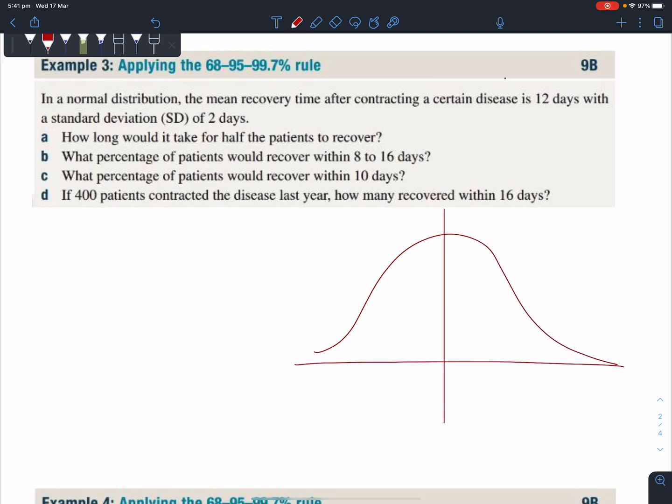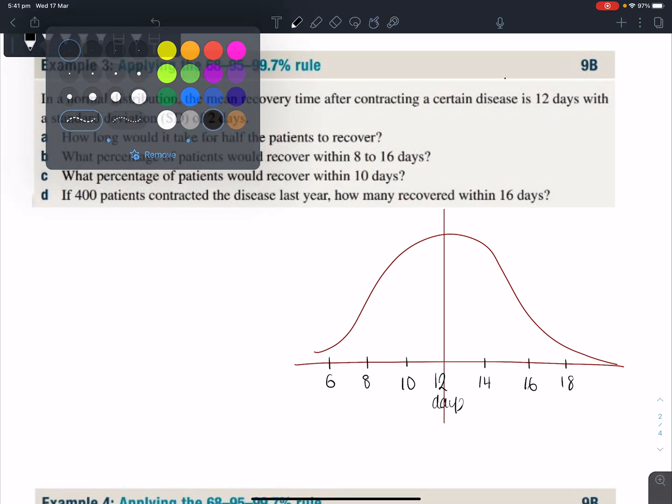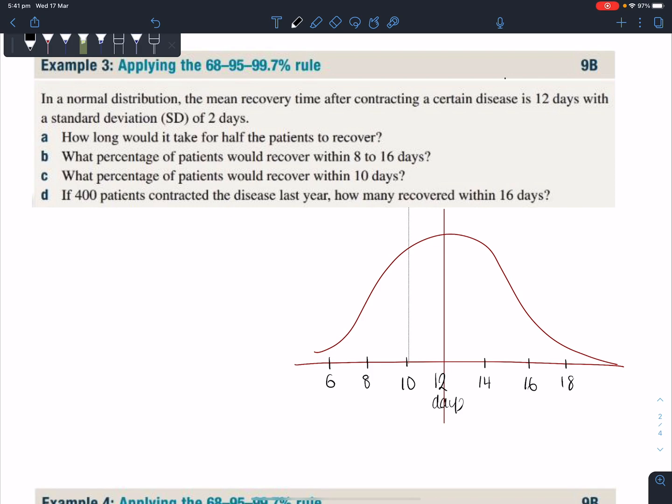And there's my mean. Okay, so always mark your mean. So my mean here is 12 days. Okay, so we're going to have 1, 2, 3. Okay, and there's a standard deviation of 2 days. So that's 14, 16, 18, 10, 8, and 6. Okay. And I always like to draw my sections. Okay, and trust me, you don't want to really do these questions without a drawing.